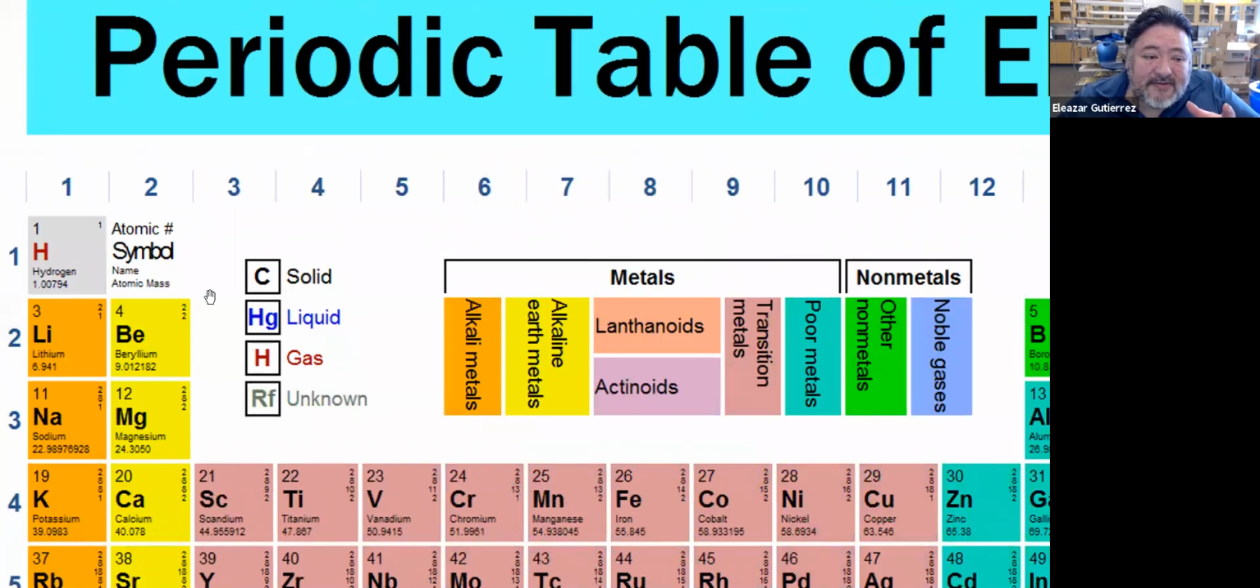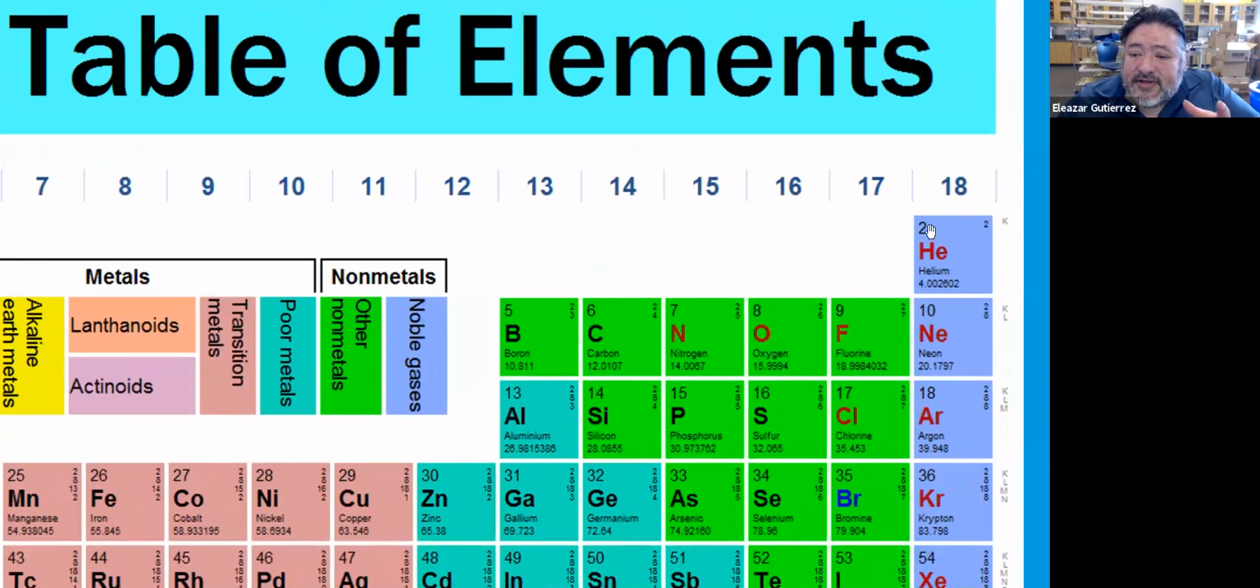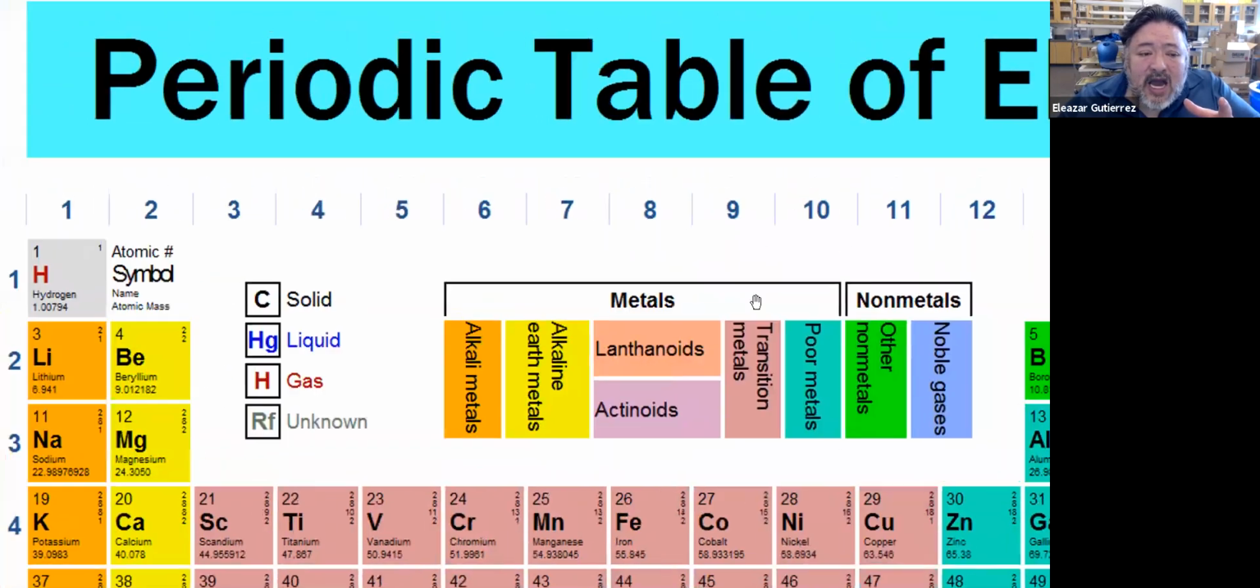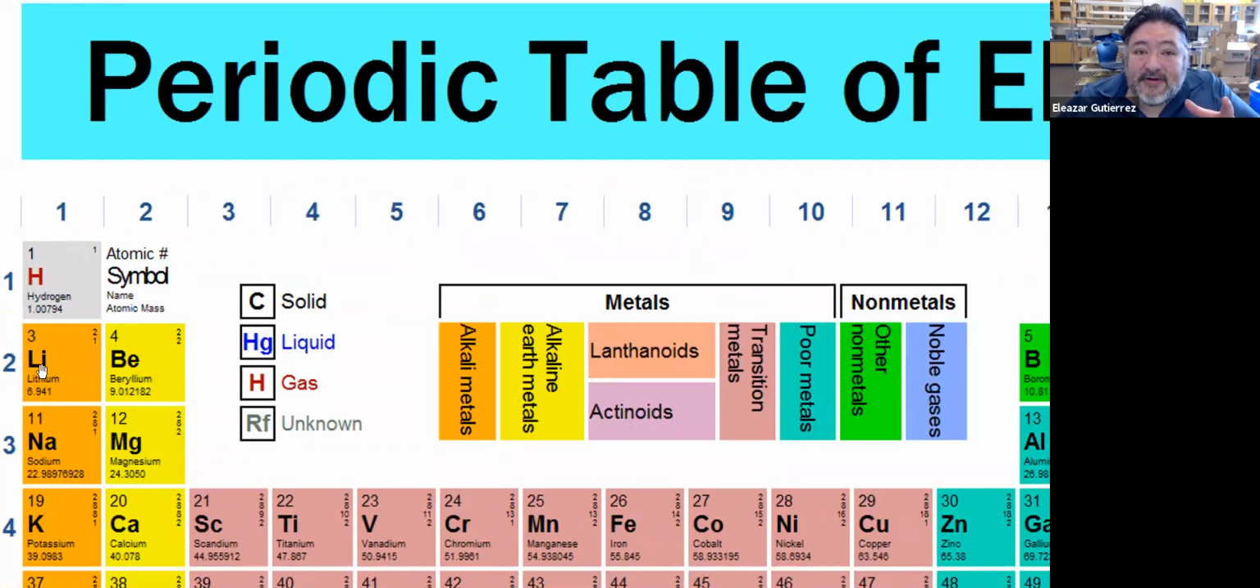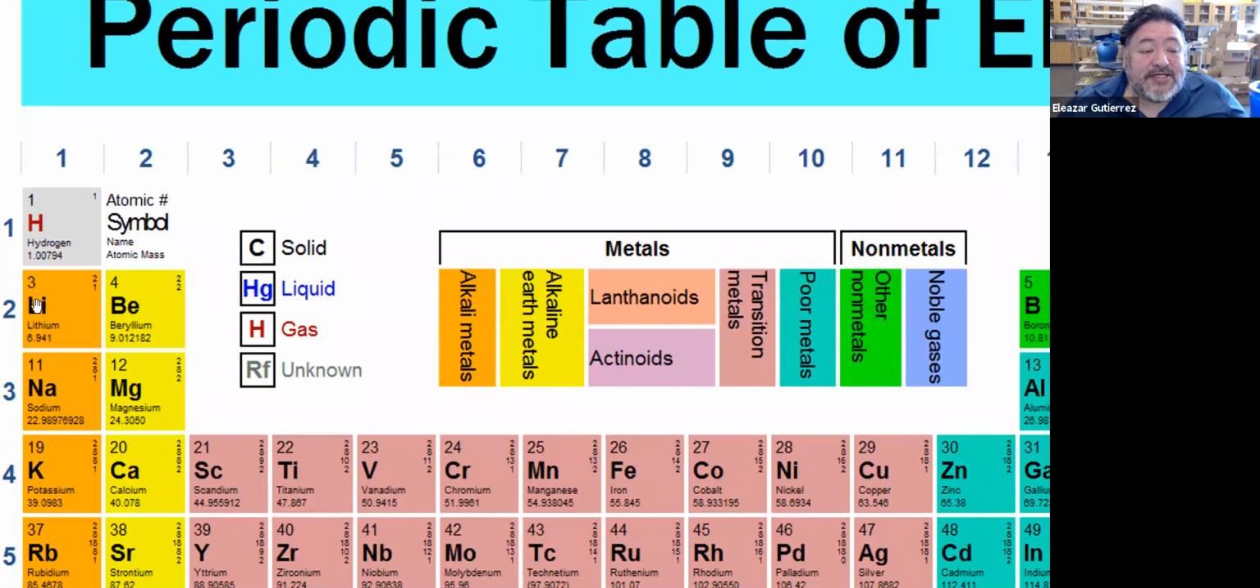So if you have 3 electrons and 2 of them are happy, how many unhappy electrons do you have? The answer is 1, right? 3 minus 2 is 1. So what does lithium want to do?